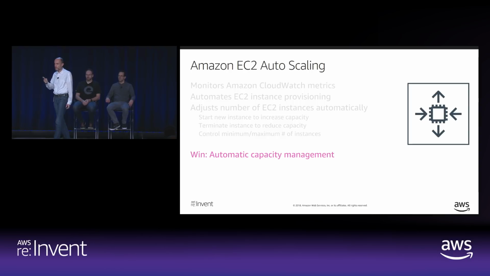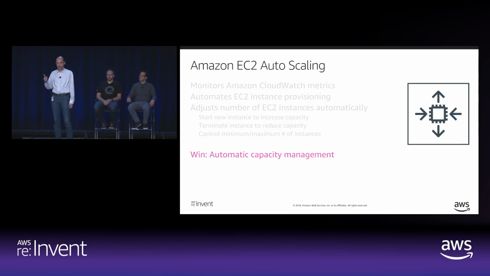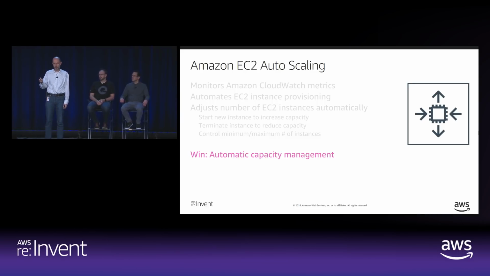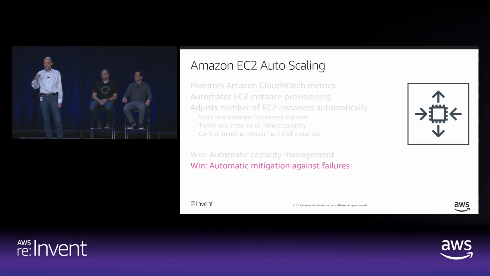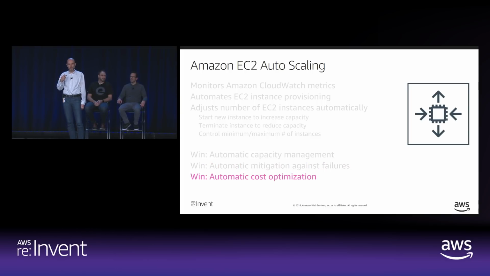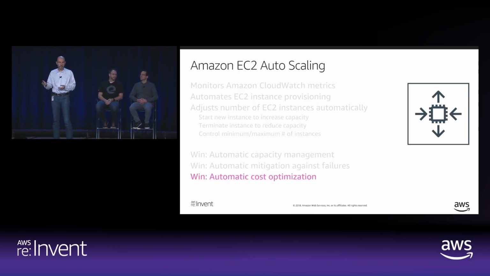And you get 3 wins. Win number 1 is you get automatic capacity management. So autoscaling will automatically make sure that you get just the right amount of instances running in your architecture. Second win is you also get a more reliable architecture because autoscaling will automatically replace any broken instances. And finally, you will save money because if you are running too many instances and there's not enough load to justify those instances, autoscaling will automatically terminate those overflow instances.